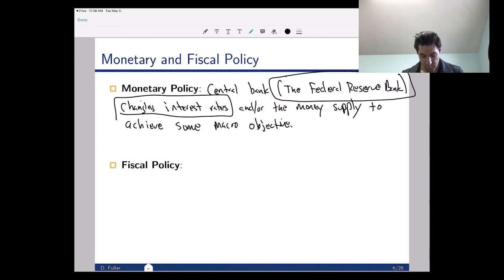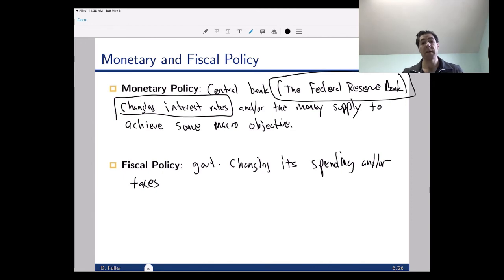Fiscal policy is the government changing its spending and or taxes. So that could be tax rebates to consumers, as we've seen recently. It could be changes to tax rates, and it could be additional government spending on goods and services. And so that is simply fiscal policy. So think fiscal policy, we're thinking the government and its spending and taxes.